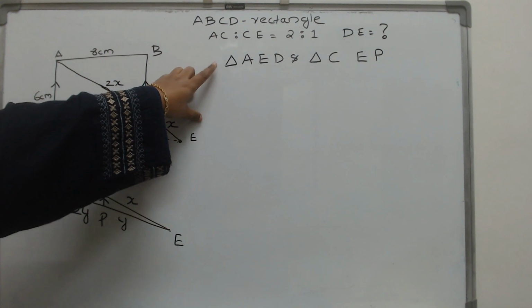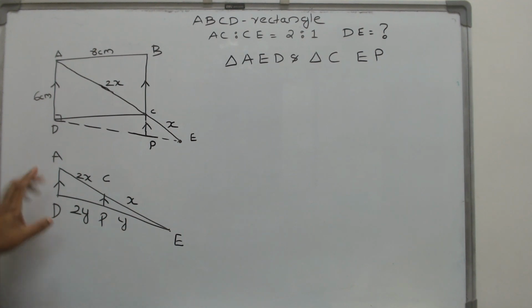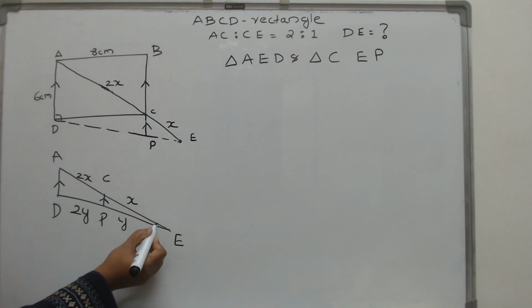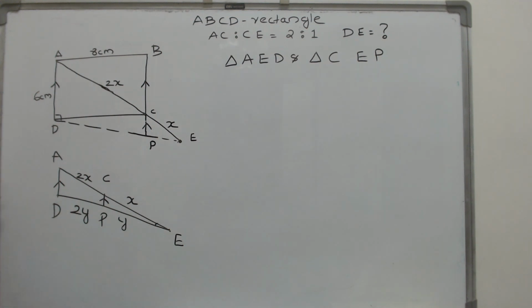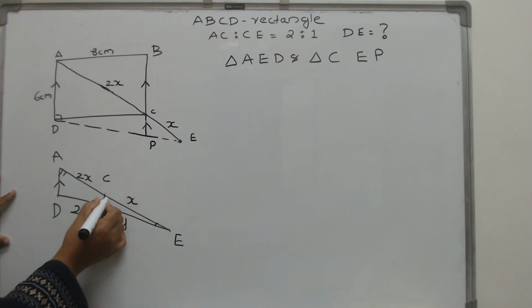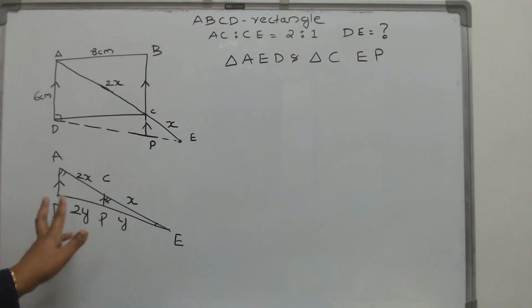Now consider these two triangles here, the big triangle AED and the small triangle CEP here. It will be very easy to prove that they are similar. Why is that? To start with, you will have a common angle E, and these two lines are parallel, so the alternate interior angles will be equal. So using the AAA criterion for similarity, it is very easy to prove that these two triangles are similar.